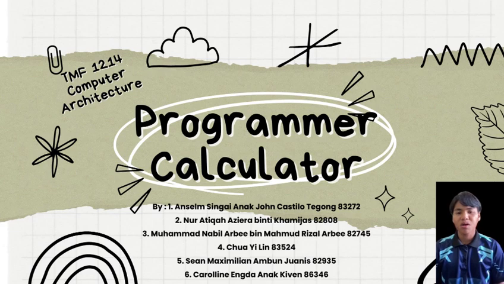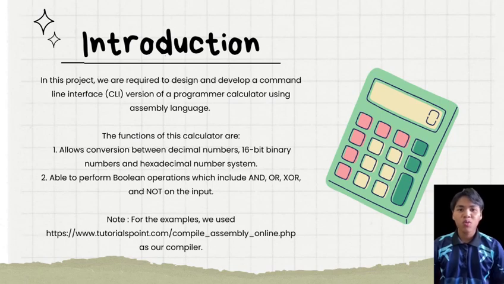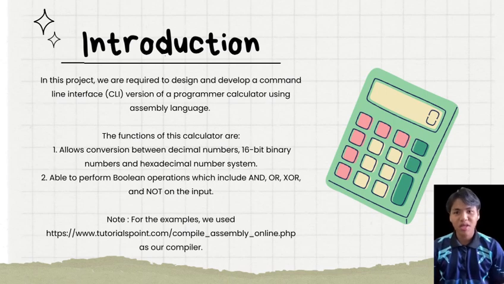The group members are me, Ansem Singai Anak John Kasira Tegong, Nur Atikah Azira, Muhammad Nabil Arbi, Chua Yilin, Sean Maximilian, and Caroline Engda. In this project, we will be designing and developing a programmer calculator using assembly language. The two functions in this programmer calculator are number system conversions and performing Boolean operations. We use an online assembly language compiler for this project, as shown in this slide.